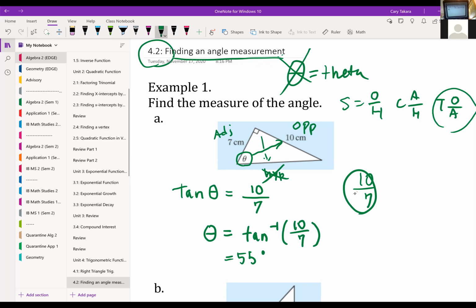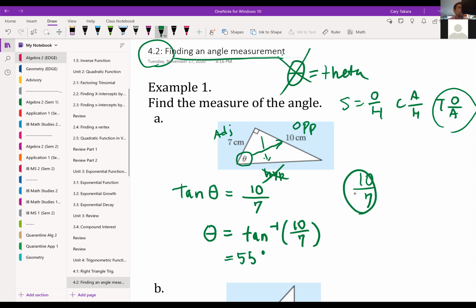Is there anybody who is having difficulty getting that? Okay, now if you are using your cell phone as a calculator, let's see, how do we do that? Where's the inverse? You see, I don't even know.